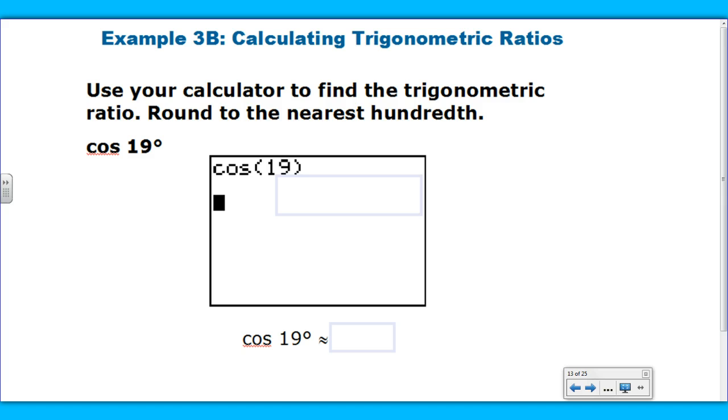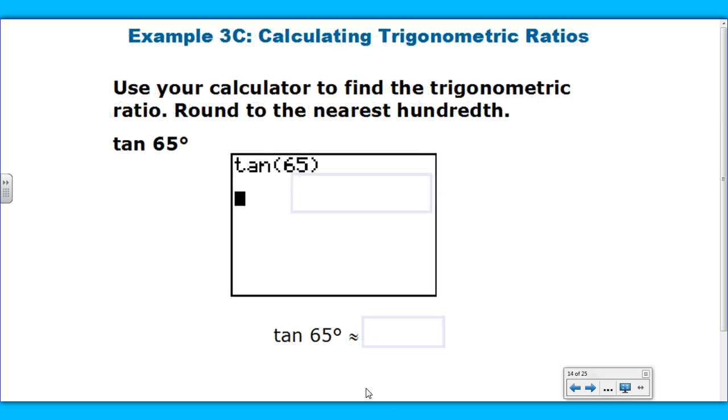Use your calculator to find the trigonometric ratio for cosine of a 19-degree angle. Cosine would be adjacent over hypotenuse, right? Of a 19-degree angle will be, rounded to the hundredths, 0.95, 95 hundredths. Good. Try again, this time tangent.